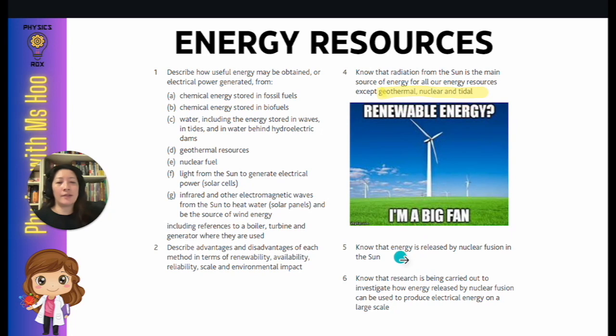You also need to know that energy released from the sun is due to nuclear fusion, and you have to be aware that research is being carried out on how nuclear fusion can be used to produce electrical energy on a large scale. So for all of this, you do need to do a little bit of reading, but more importantly, you need to be able to answer the questions based on all these. And by doing past year questions, you should normally be able to see what they're asking and how to answer those questions.